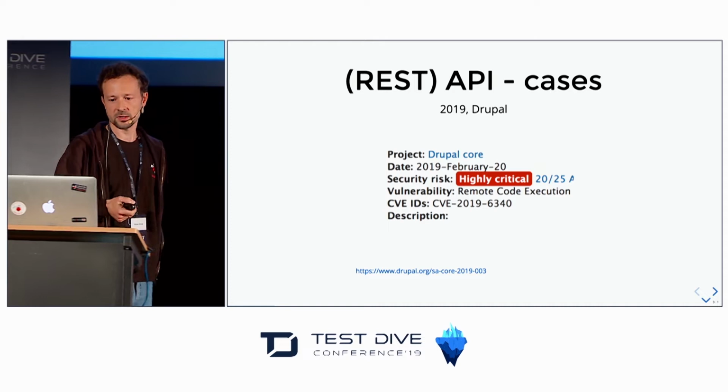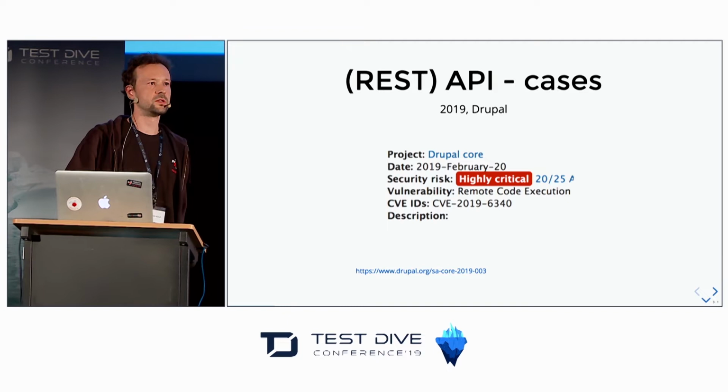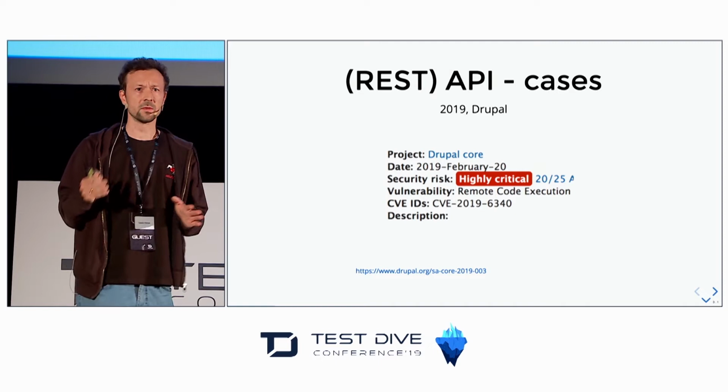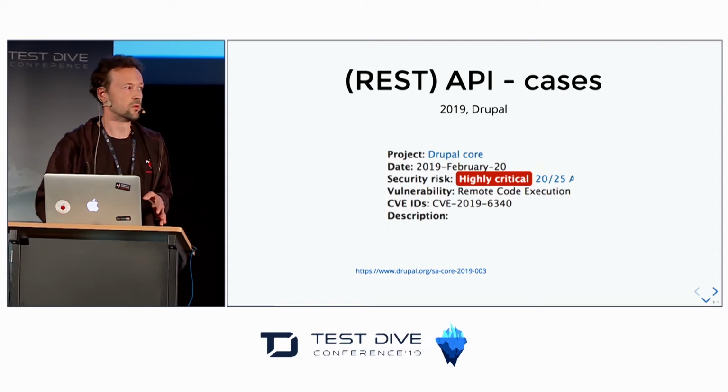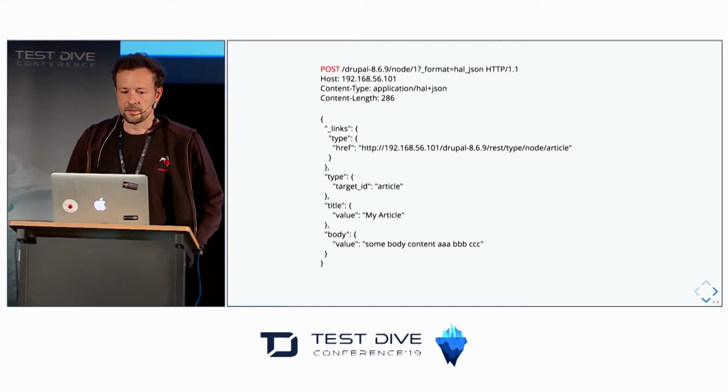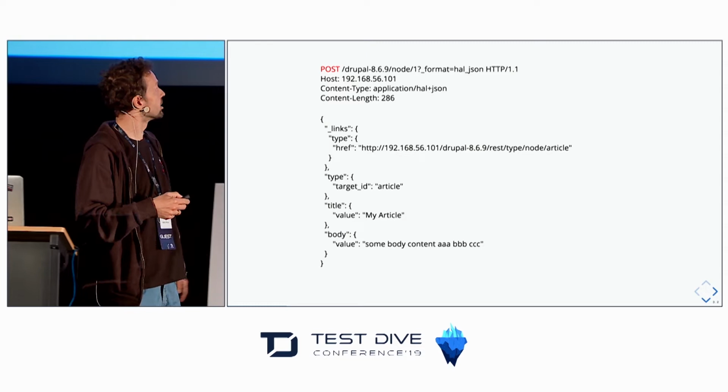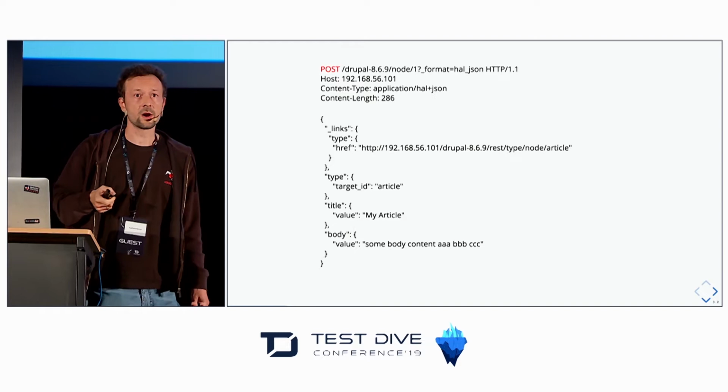This bug was patched this year in Drupal, and it allowed for remote code execution. So without any authentication, someone was able to execute any code server-side: download a backdoor, change something on the website, something like this. The first HTTP request to an API was something like this. You can see here the POST HTTP verb, and it required authentication.